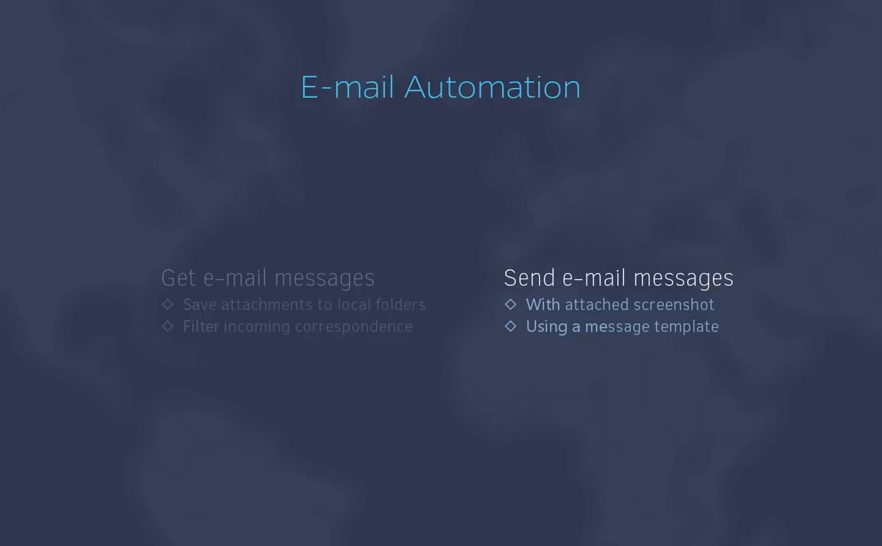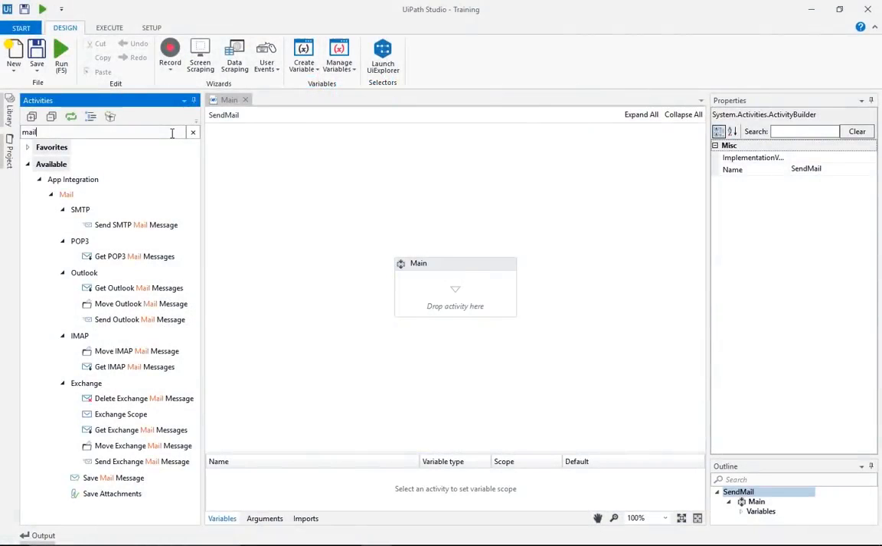The email will contain a desktop screenshot taken when the exception appeared and a message defined in a template file. To get started, we need to pick a send mail activity. We have three very similar options: SMTP, short for Simple Mail Transfer Protocol, Outlook, and Exchange. Let's use the first one.